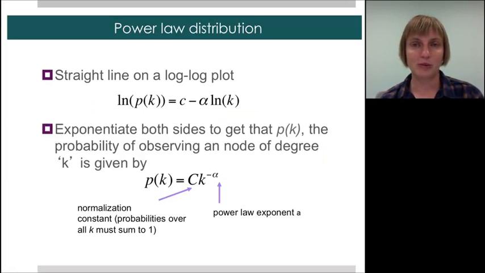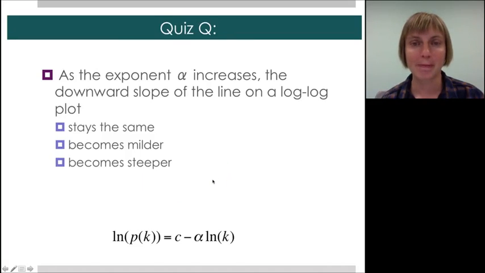This power law distribution, because it's a straight line on a log-log plot, ends up being a line. So if you take the log of the probability of having degree k, it's going to be equal to some constant minus alpha, this is the power law exponent, times the log of the degree. And if you exponentiate both sides, you get this relationship that the probability of a node having degree k is equal to some constant times k to the minus alpha. Again, this power law exponent shows up.